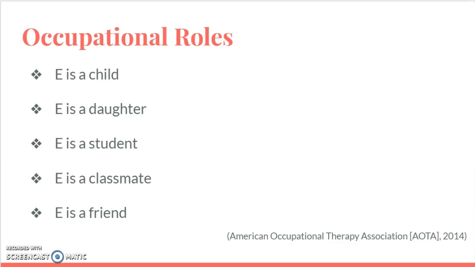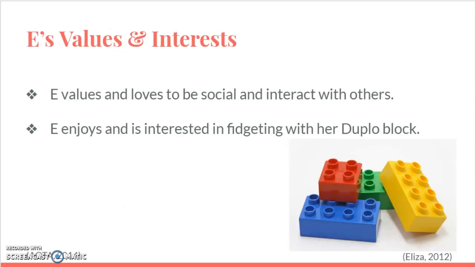Occupational roles: E is a child, a daughter, a student, a classmate, and a friend. E's values and interests: E values and loves to be social and interact with others. E also enjoys and is interested in fidgeting with her Duplo block.